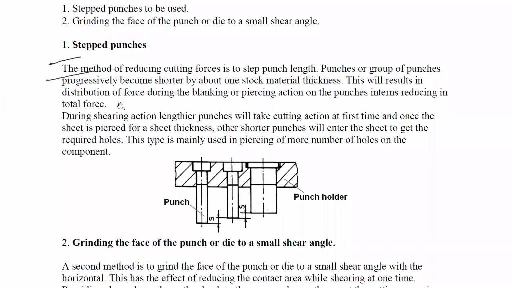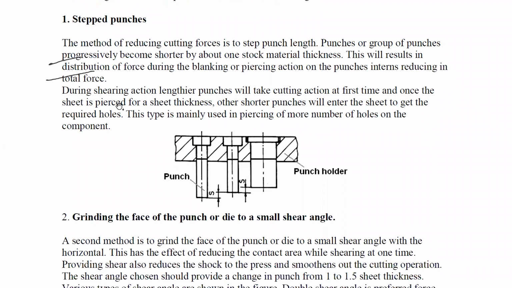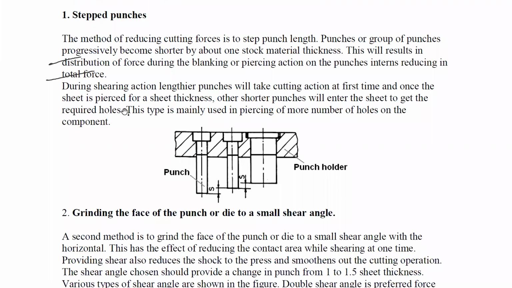First we will consider stepped punches. In the stepped punches you can observe three punches. In a single stroke, we have to perform these three operations, that is first, second and third operation. You can see the length of the first punch is greater than the second, and the length of the second punch is greater than the third.